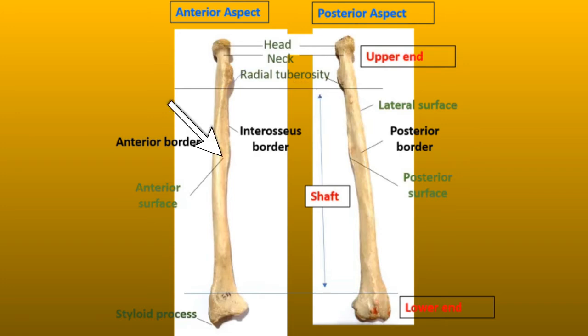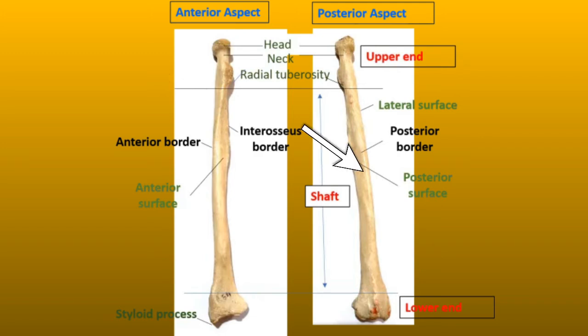Now first of all, the anterior surface. The anterior surface of the radius basically lies between the anterior and the interosseous border, or we can say the medial border, and the nutrient foramen opens in the upper part of this surface and is directed upwards. The nutrient artery over here is a branch of the anterior interosseous artery. So remember, the nutrient foramen opens over here and is directed upward, and the nutrient artery is a branch of the anterior interosseous artery.